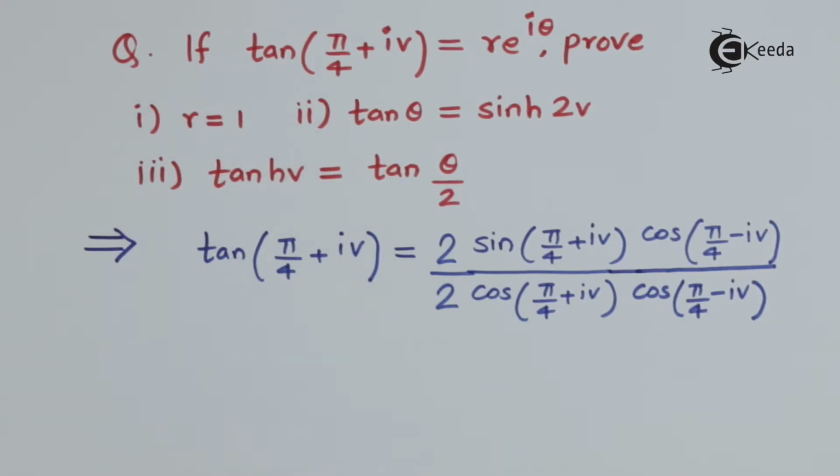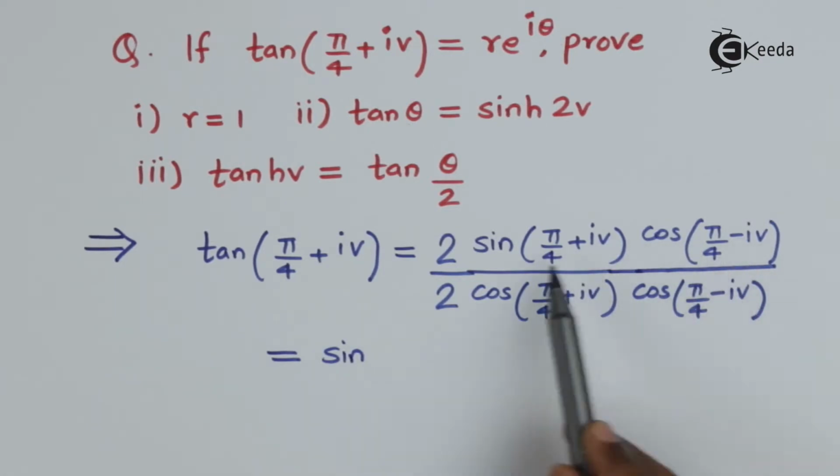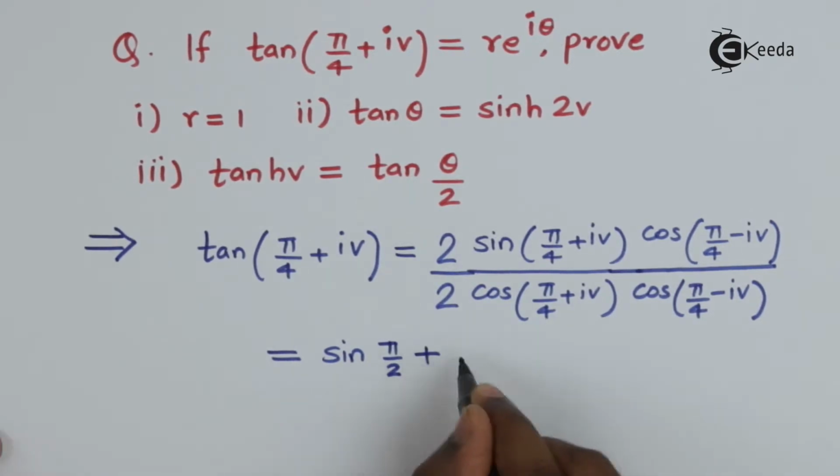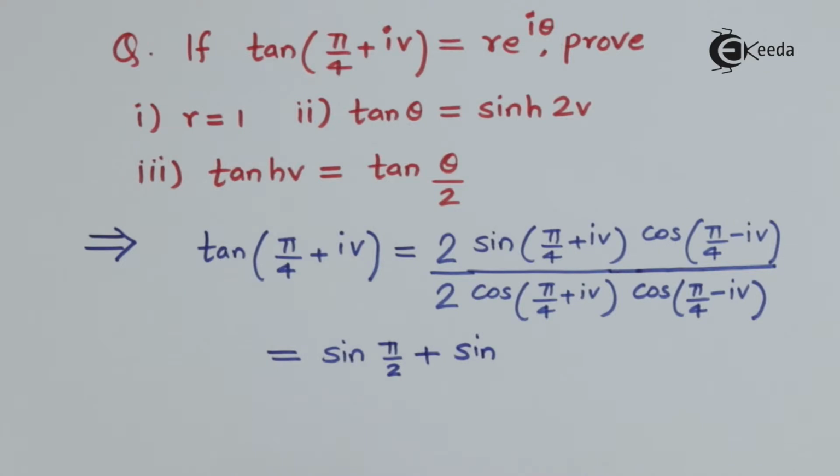So by the formula of factorization, this will give us sine a plus b plus sine a minus b. So guys, here I'll say sine of, now we have assumed this as a and this as b. So a plus b, it means addition of these two terms. So if I add these two terms, pi by 4 and pi by 4 will be pi by 2, and this iv and minus iv will be cancelled. Plus sine of a minus b. So it means we have to subtract these two angles. So if we subtract these two angles, pi by 4 and pi by 4 will be cancelled and we will get 2iv.